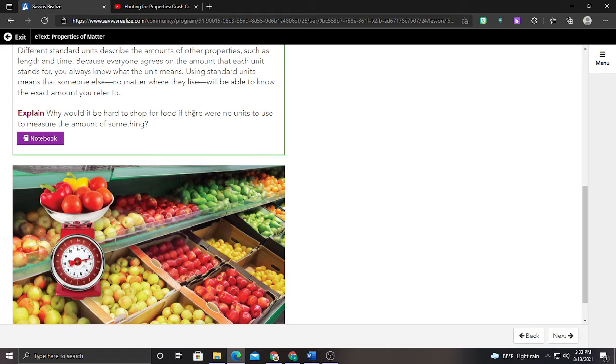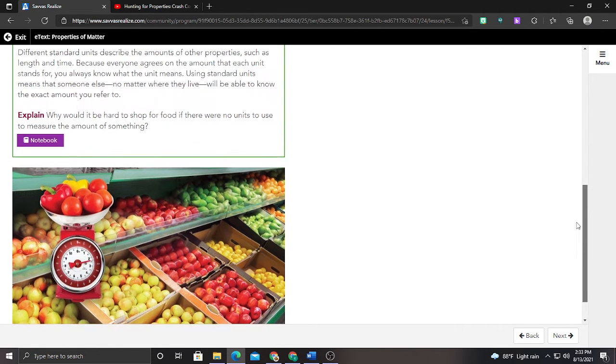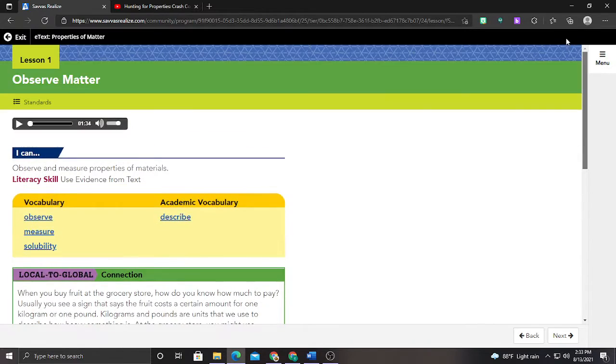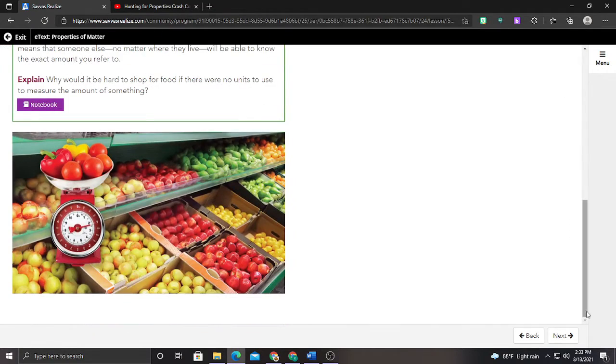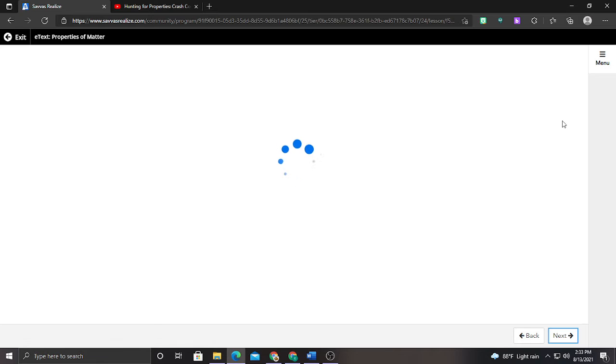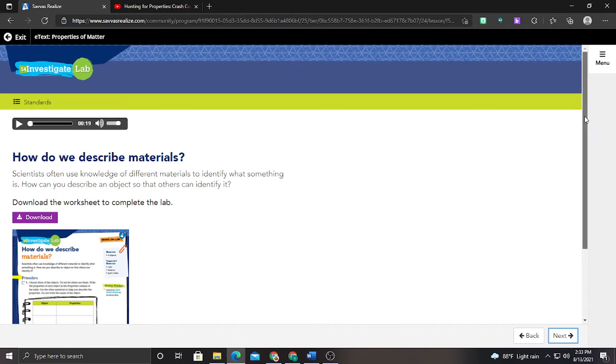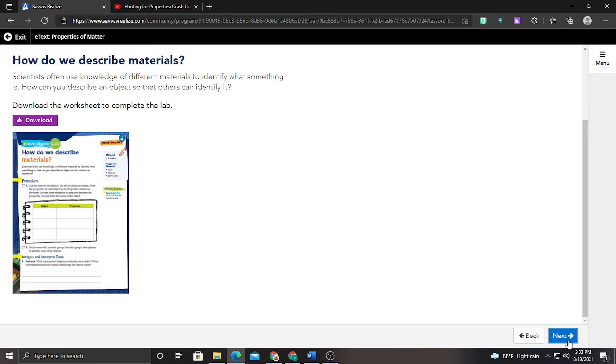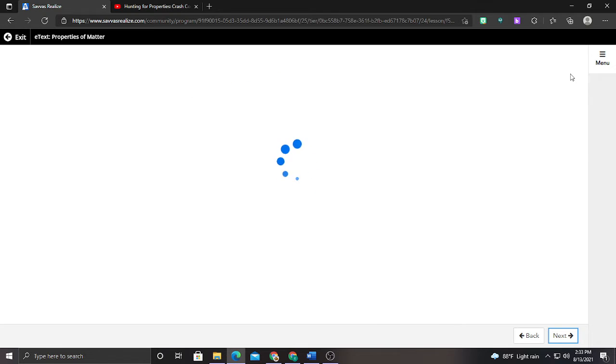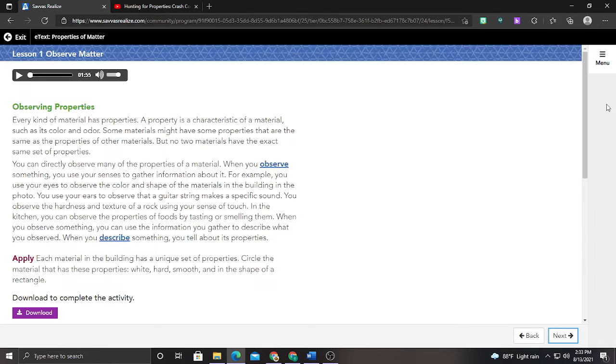Why would it be hard to shop for food if there were no units to measure the amount of something? Do you imagine going to the supermarket and trying to buy rice, but you don't have a unit of measure? It's not a bag of rice, it's not a box of rice, it's not a pound of rice. So that would make it pretty hard to buy rice, and that's not just rice, that's many other types of things that you'd like to buy at the grocery store. Okay, we're going to move on to the next part, where we are observing properties.